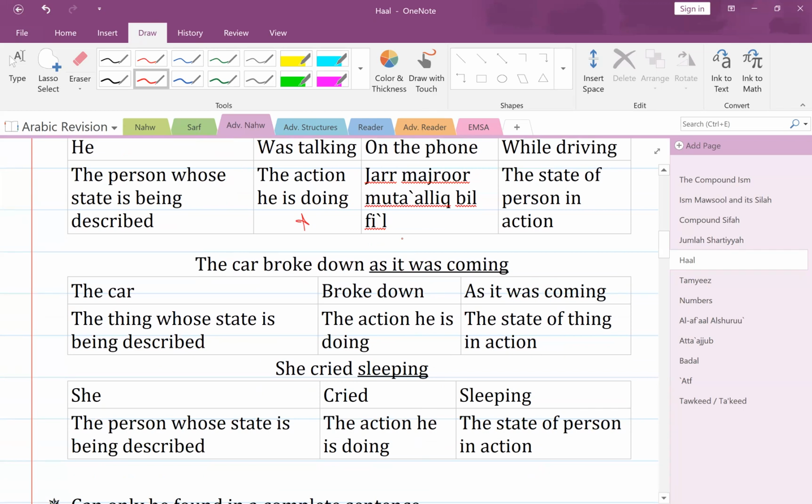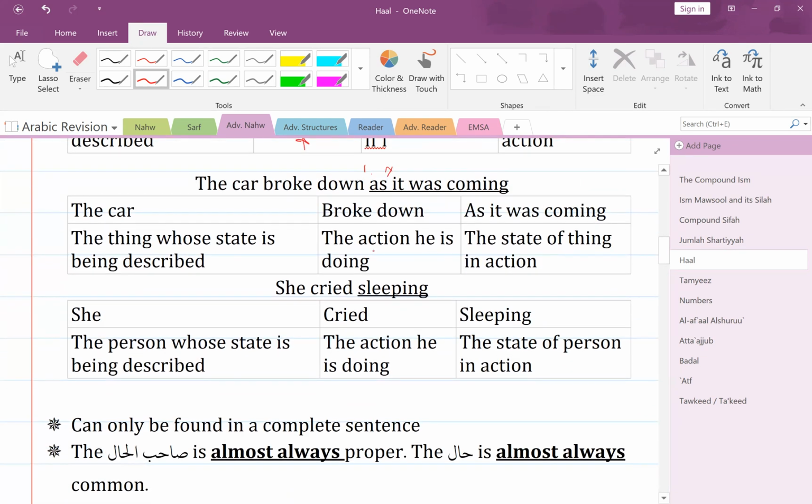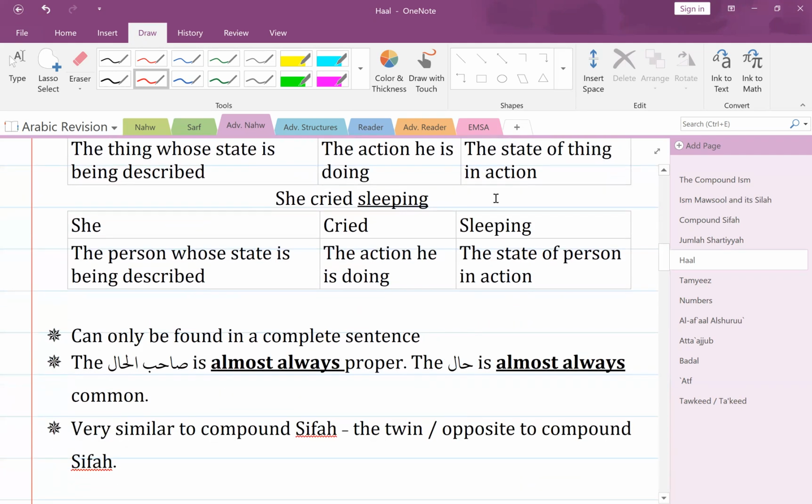The car broke down as it was coming. Again, as. That signifies that it's a hal. So the car is a thing whose state is being described. The action is that it broke down. How did it break down? As it was coming, right? She cried sleeping. Again, same concept applies. She cried. How was she crying? While she was sleeping, or as she was sleeping, or sleeping, and all that. So that is basically an introduction to hal.